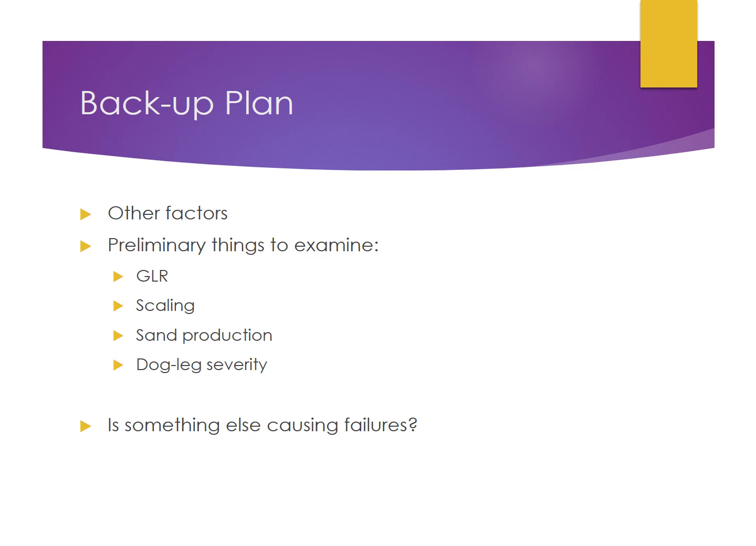Some things that we may look at, but are not limited to, are the gas-liquid ratio, scaling of the well, sand production of the well, as well as dogleg severity in the tubings. All of these may definitely have an impact on the success of our plungers, and it may be something else that is causing our failures rather than simply the time at which it is put on.